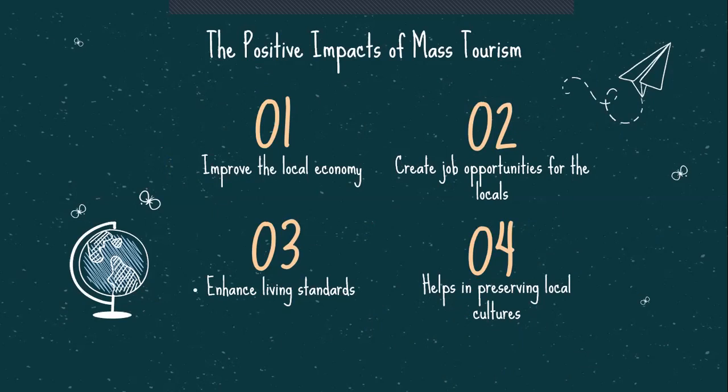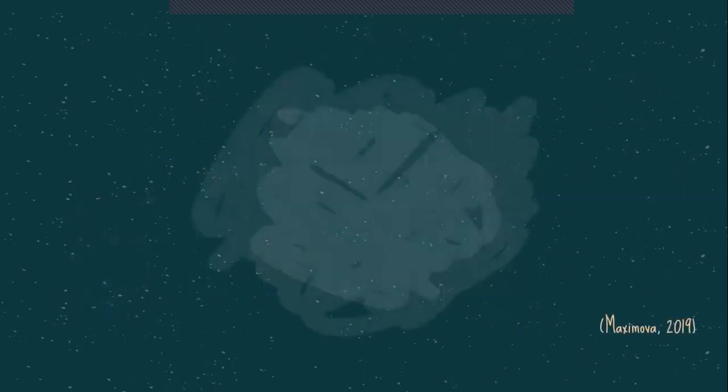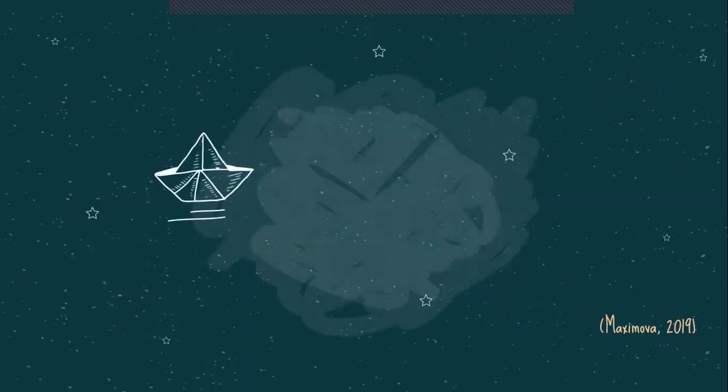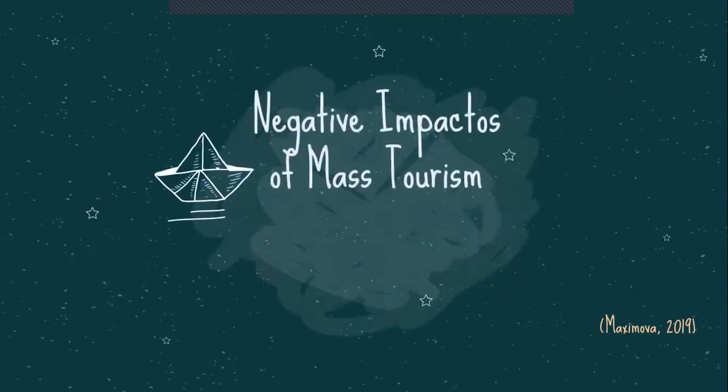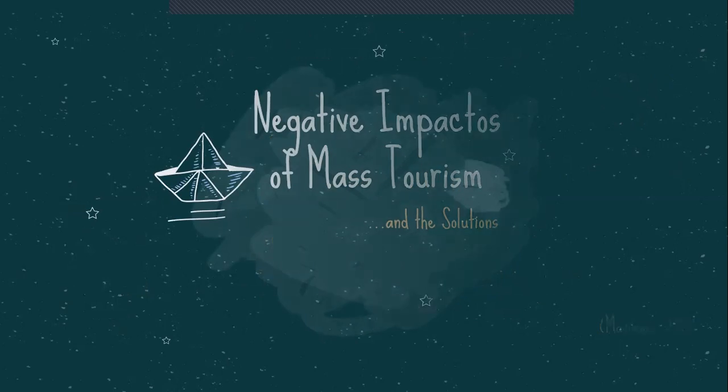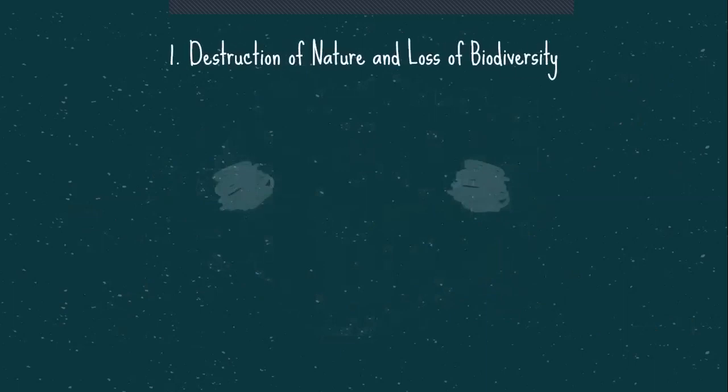However, the good does not come without the bad. There are several negative impacts that mass tourism possesses. But fear not, every problem has its solution. Here are the negative impacts of mass tourism along with the steps that need to be taken to soften the blow. So the first negative impact of mass tourism is the destruction of nature and the loss of biodiversity.